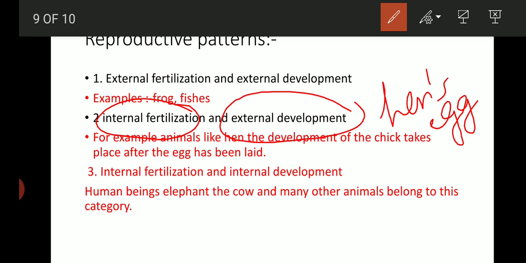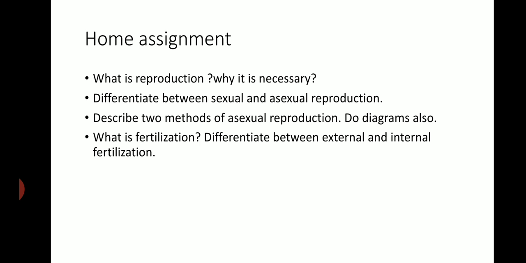And the third category is internal fertilization and internal development. It means fertilization is internal, the fusion of the male and female gamete is internal, and the development of the zygote into the young one also takes place inside the body of the female. Human beings, elephants, cows and many other animals belong to this category.